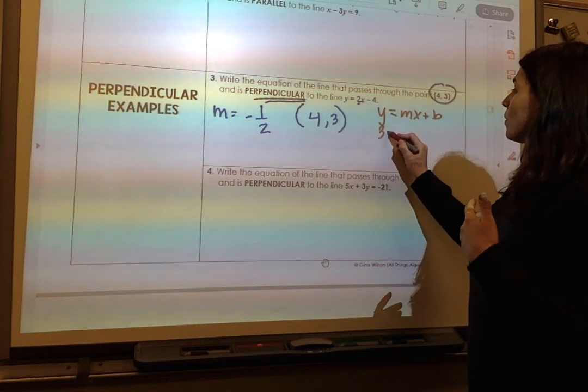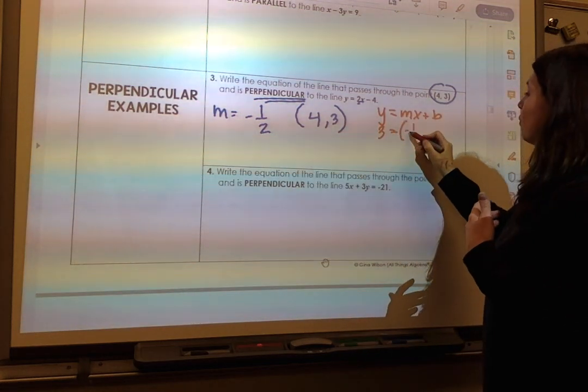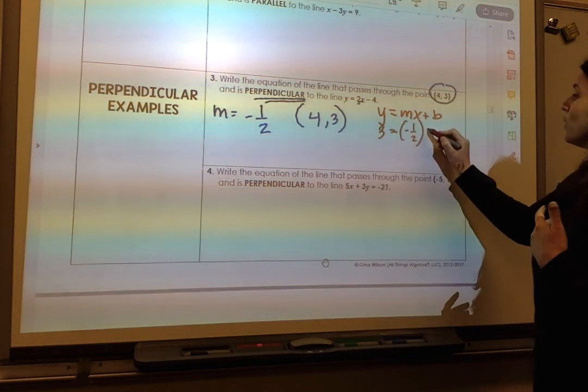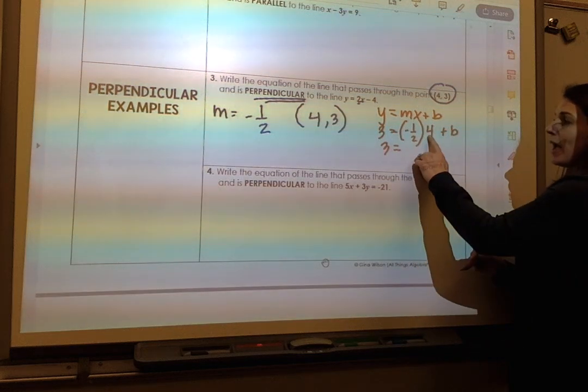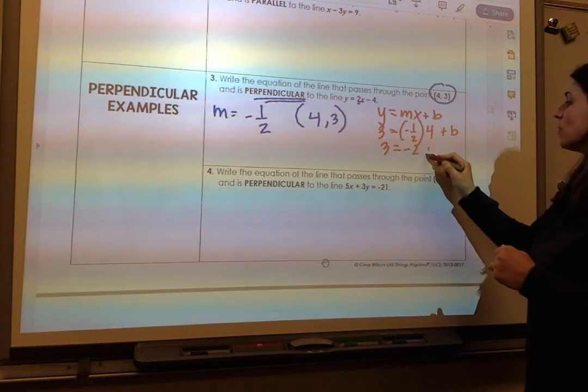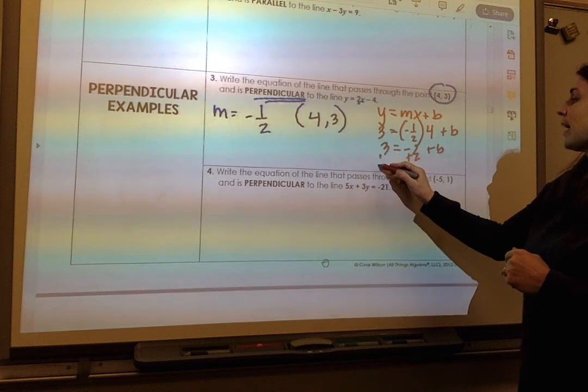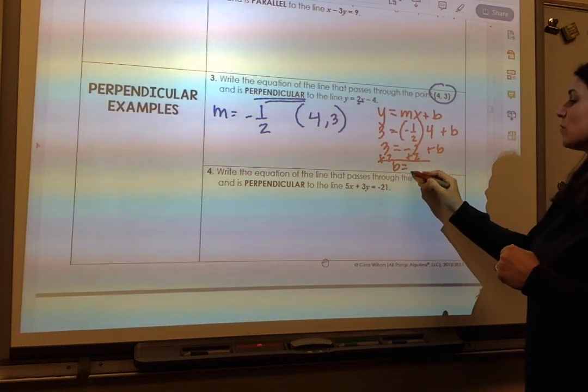My y value is 3. My slope is negative 1/2. My x value is 4 plus b. So 3 equals negative 1/2 times 4, which is negative 2, plus b. And to find b, I add 2 to both sides, and b equals 5.